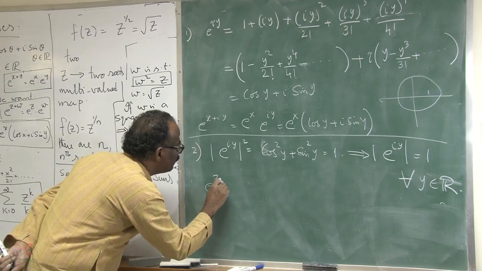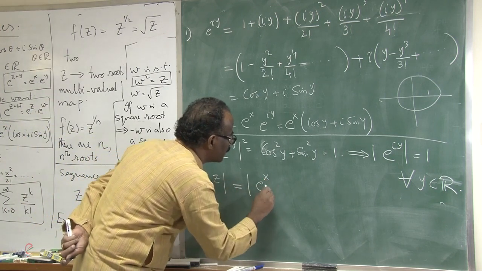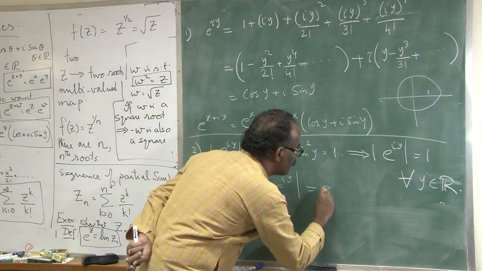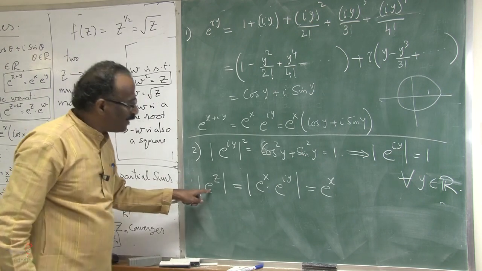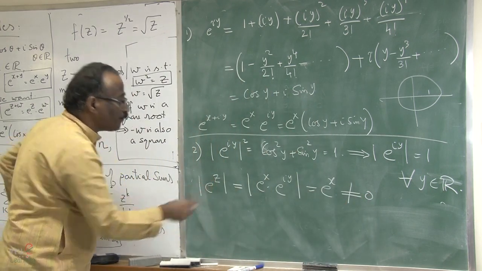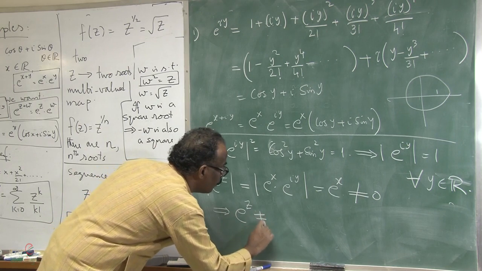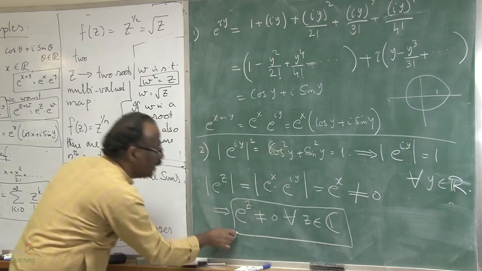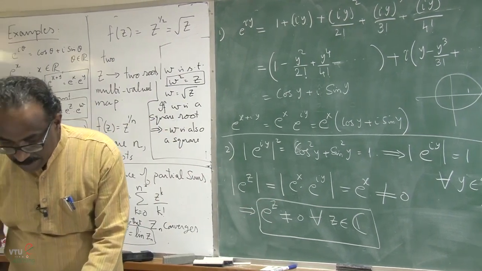Therefore, modulus of e power z is equal to modulus of e power x into e power iy. That's equal to, and e power x is a positive number, so it will be e power x, and modulus of e power iy is equal to 1, so e power x. So modulus of e power z is the same as e power x, and e power x is not equal to 0. So that means modulus of e power z is not equal to 0. That implies e power z is not equal to 0 for all z in C. That's a very good idea. Even this property, which you know for the reals, holds even for complex numbers: e power z can never be 0.